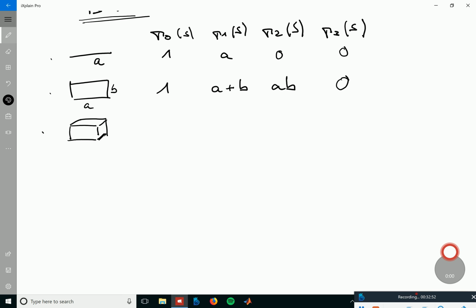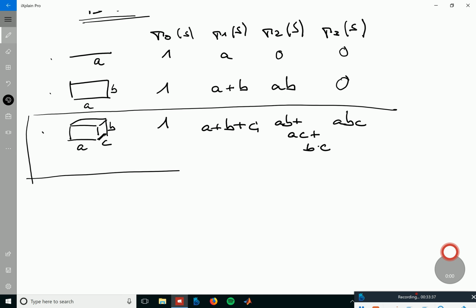Now, the cuboid of width A, height B, and depth C has again a zero-order intrinsic volume of 1. It has a first-order intrinsic volume of A plus B plus C. This is the caliper thing. It has a second-order intrinsic volume of A times B, so it basically does all combinations, A times C plus B times C. And it has a third-order intrinsic volume, which is again just its volume of A, B, and C. And of course for fMRI, we are primarily interested in this.